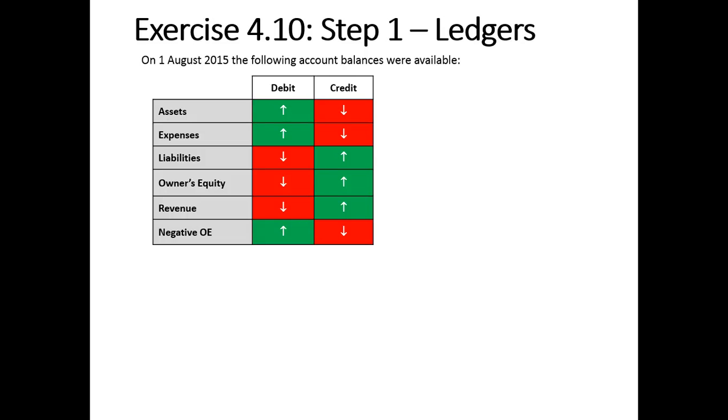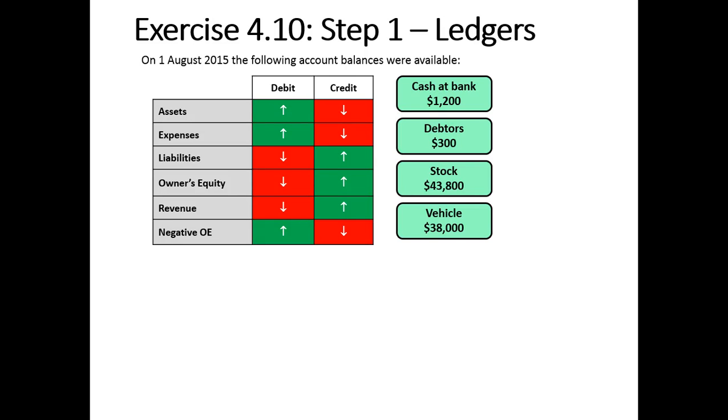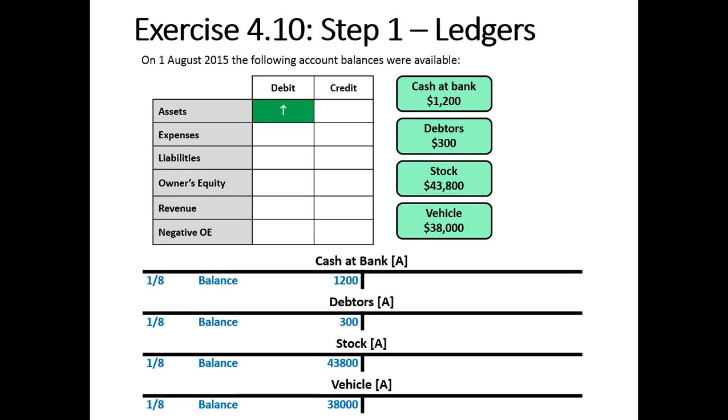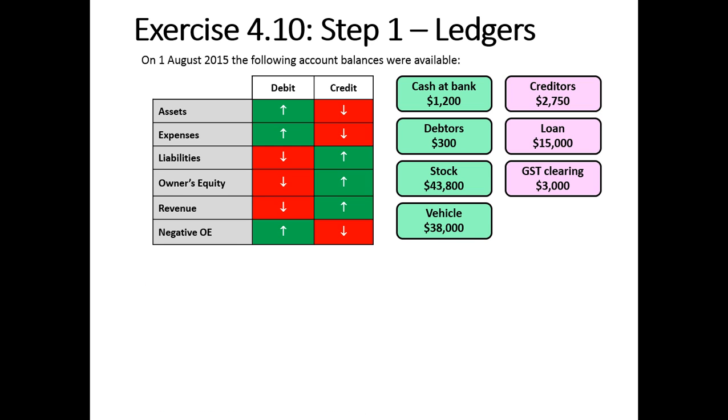4.10 starts with some account balances. So we're given 4 assets: cash at bank, debtors, stock and vehicle. Assets have debit balances, so we'll put those in, and the date's the 1st of August, and we write the word balance.